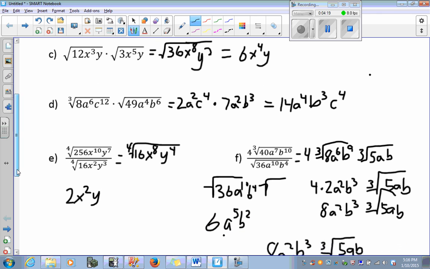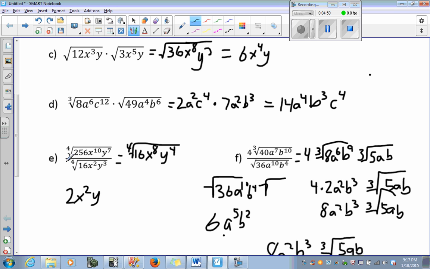Let's look at E. E, we have the 4th root of 256 x to the 10th y to the 7th, divided by the 4th root of 16x squared y cubed. There are a couple of ways we can actually go about solving this. Depending on who your teacher is, they may show you a couple of different ways. I'm going to show you a way which I think is one of the easiest ways to solve this. Since the index is 4 here, the index is 4 here.